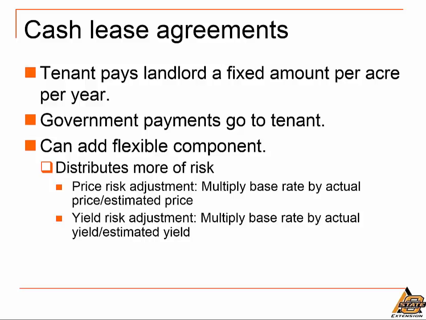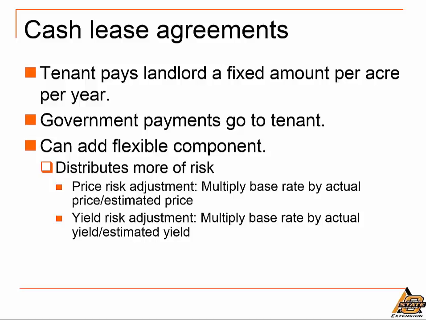To build in some risk sharing, a flexible component can be added to the cash lease, either through price or yield adjustments. An example of a flexible component would be to multiply base rent by the ratio of the current year's actual harvest price to an established base price, which could be a futures price at a specified time or the state average price reported by USDA.